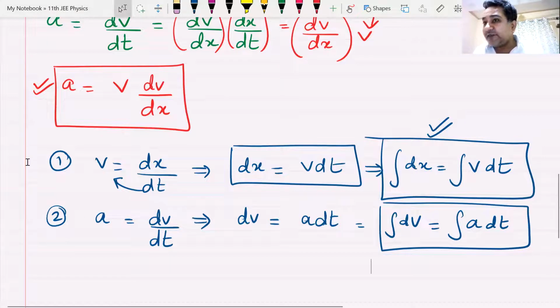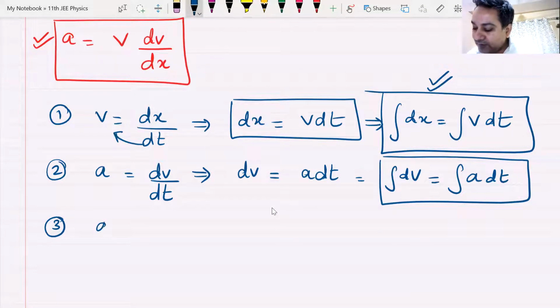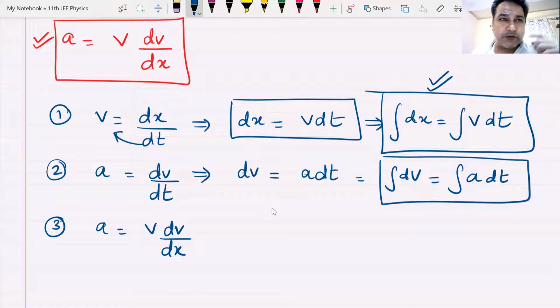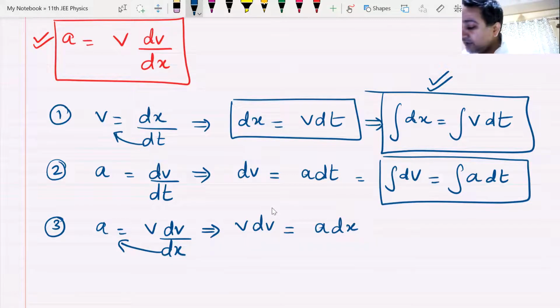The third equation that we are going to concentrate on, which is a new one, is a is equal to v into dv by dx. Now look closely. Again, I take dx this side. So v dv becomes a dx. Now if I put the integration sign, the integral of v dv will become the integral of a dx.